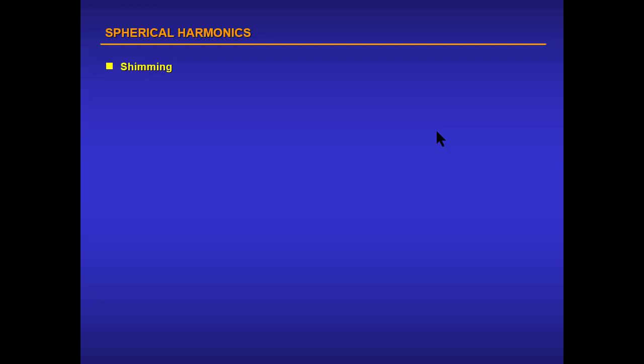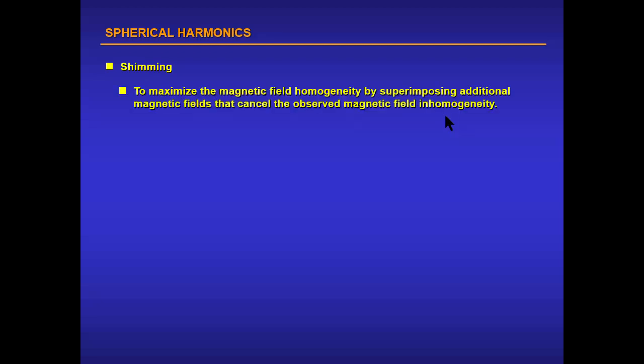Now, what are we going to do about this? We now know we have inhomogeneity, and we know what it's caused by. How are we going to solve this? The way to solve it is of course called shimming. And you can define shimming as maximizing the homogeneity of your magnetic field by adding additional magnetic fields that cancel the magnetic field inhomogeneity in your sample.